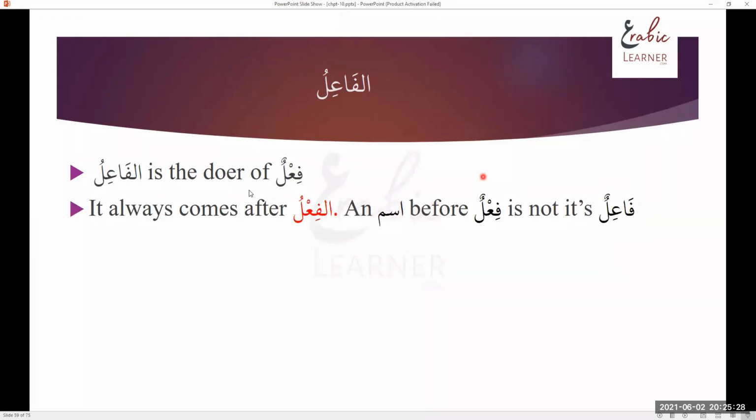And fa'il always comes after fi'l. This is the rule. Always. Fa'il always comes after fi'l. If you see any ism coming before fi'l, then it is not fa'il for that fi'l.